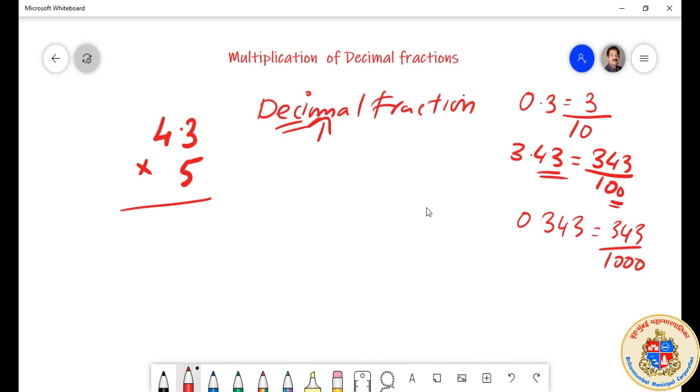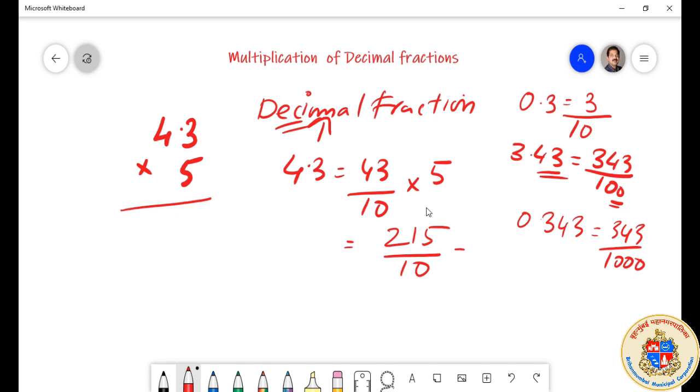अभी 4.3 into 5 दिए तो 4 full है, 0.3 is the fraction. So can we think about multiplying that without this decimal? Yes, we can. We can write 4.3 as 43 upon 10 and multiply with 5. तो क्या होगा? 43 into 5 is equal to 215 divided by 10, means you will write 21.5.